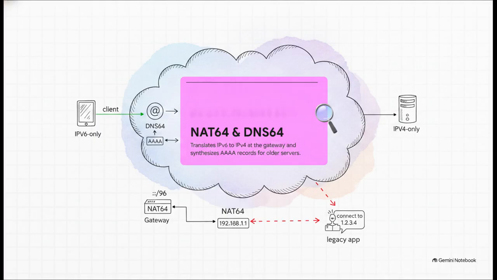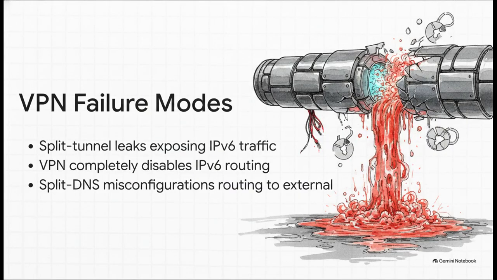But it fails instantly if you have legacy apps that hardcode IPv4 literals. If your software tries to connect directly to 1.2.3.4 instead of using a DNS hostname, it completely bypasses DNS64, and bam, the connection fails on an IPv6-only network. And don't even get me started on corporate VPNs. Older VPN clients can fail spectacularly with IPv6. Sometimes they create split tunnel leaks, meaning your IPv4 traffic is nice and encrypted, but your IPv6 traffic is just dangerously spilling out onto the local unencrypted network.